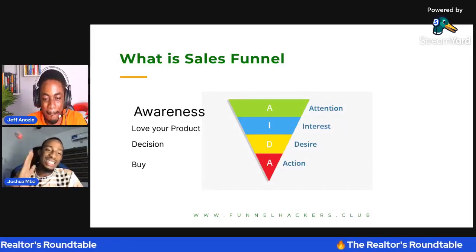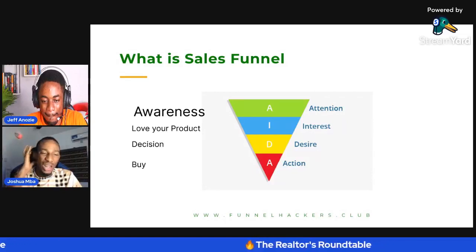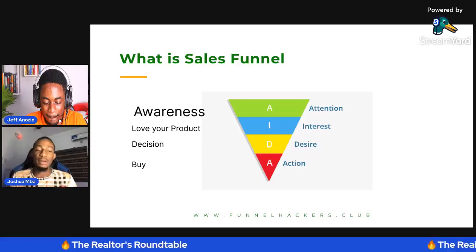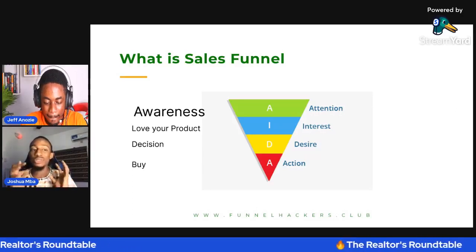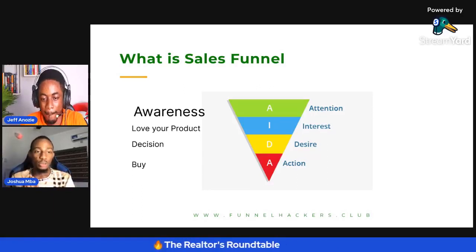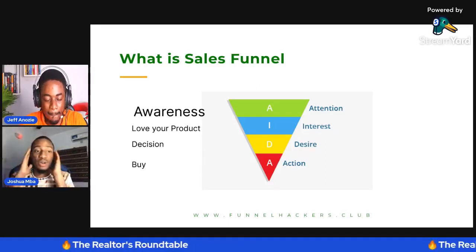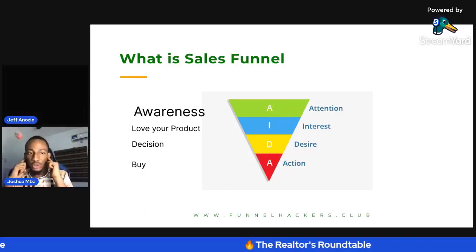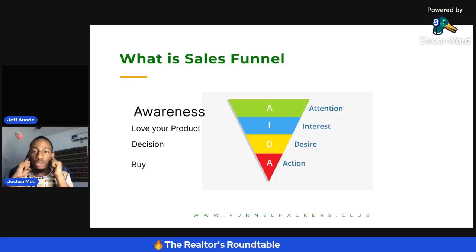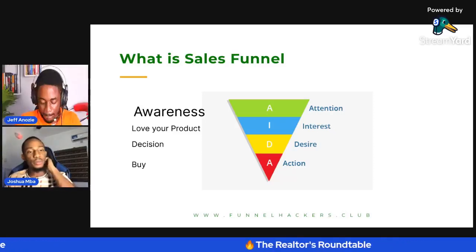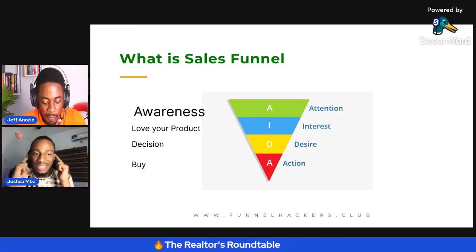Remember, awareness is the loudest part and the most powerful part of the funnel, which is the attention grabbing stage. You get people to know about your product. You want to be as loud as possible, because if people can hear you, then they will look at you. If they can't hear you, they won't look at you. Let me know if you guys can still hear me. Yeah. If they can hear you, they'll look at you.